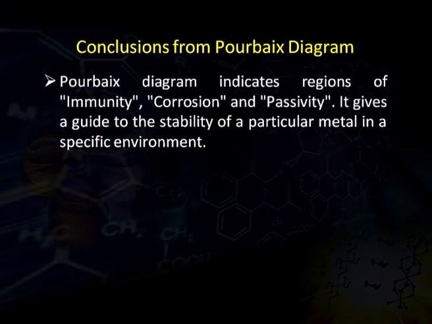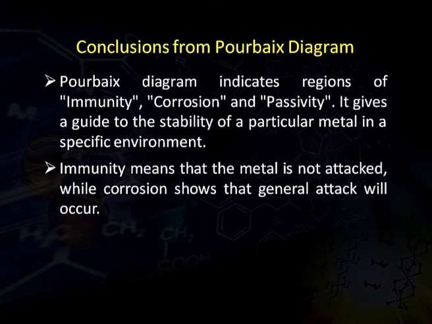The Pourbaix diagram indicates regions of immunity, corrosion and passivity. It gives a guide to the stability of a particular metal in a specific environment. Immunity means that the metal is not attacked, while corrosion shows that general attack will take place.